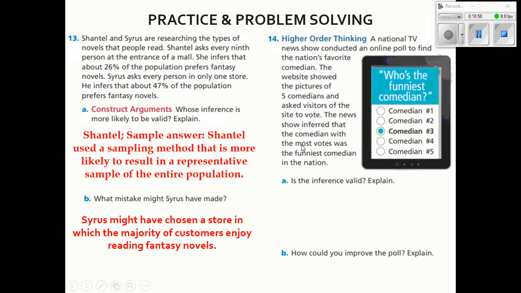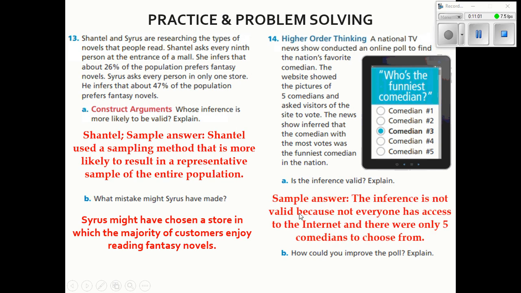Well, the inference is not valid because not everyone has access to the internet, and there were only 5 comedians to choose from. I mean, let's face it, there's tons of comedians out there, and if you're going to have a survey for who's the funniest comedian, you really need to have a platform with more than just 5 to choose from. Not to mention the fact that a lot of people watch comedians live. They don't have internet, and even if they do, they don't watch them there. So by stating that this inference could be valid, you would be incorrect.